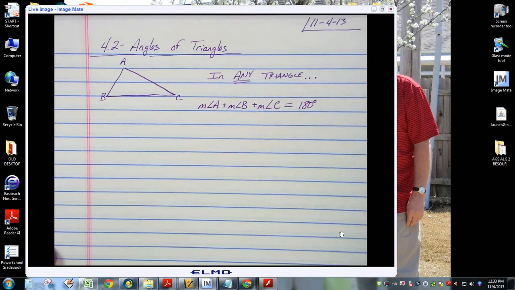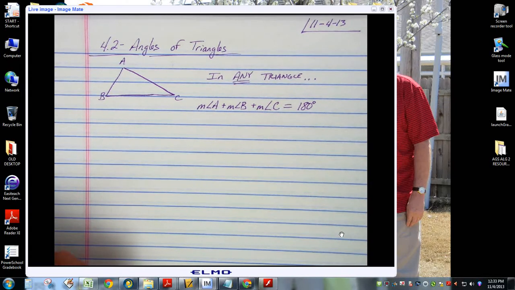So as you would imagine, you're going to have a lot of different equations to deal with, that deal with things like that. That's a pretty simple concept.